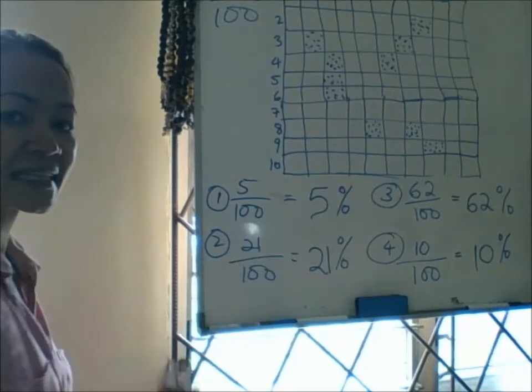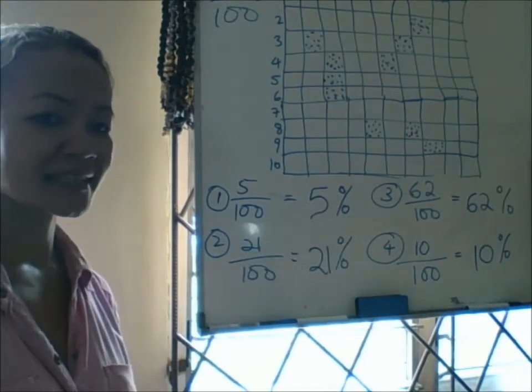5 out of 100. What's the percent there? 5%. Excellent. Number 2: 21 over 100. What percent is that? 21%. 62 over 100. What percent is that? 62%. And 10 out of 100. 10%. All up there: 5, 62, 21, and 10.